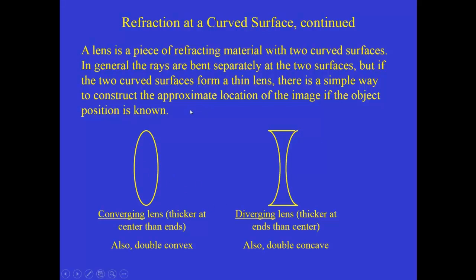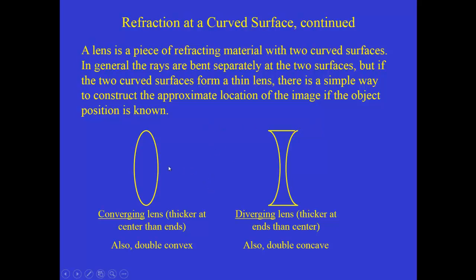So a lens in general is a piece of refracting material with two curved surfaces. And so the light rays are generally bent separately at the two surfaces, but if these two curved surfaces form a thin lens, then we can construct the approximate location of the image from just the object position and a knowledge of the focal length of the lens.